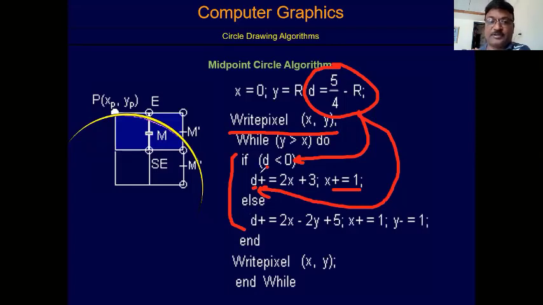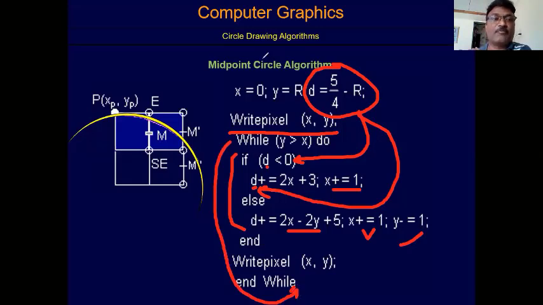Else, if d is greater than 0, then d = d + 2x minus 2y plus 5, x increment and y decrement. And here again you have to plot the pixel, and end while. So the while condition starts here and ends over here.